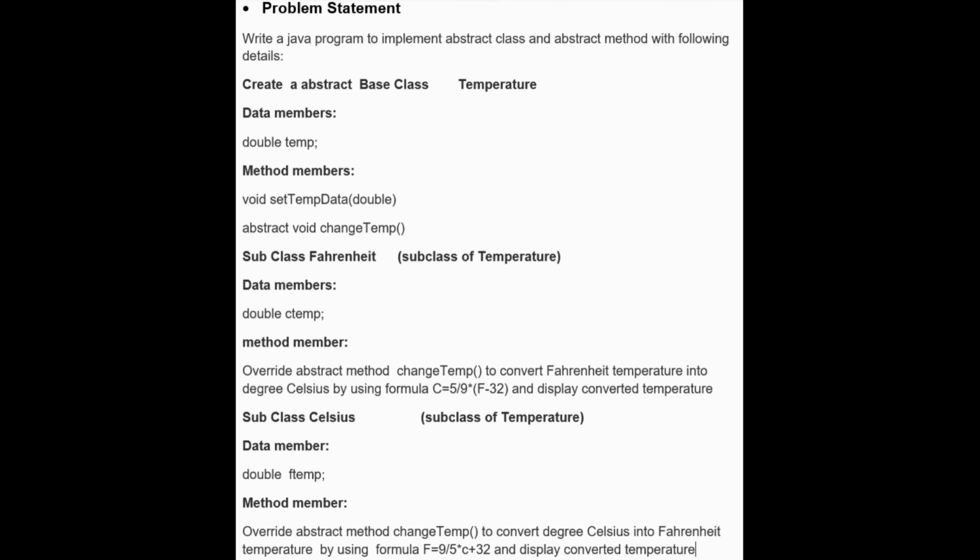After that, subclass Celsius, that would be a subclass of Temperature. Data member, it would be having double fTemp. Now second thing, method members. Inside the method members we have override abstract method changeTemp method to convert degree Celsius into Fahrenheit. First one was the Fahrenheit temperature into degree Celsius. This is for the degree Celsius into Fahrenheit temperature by using formula F equals 9 upon 5 into C plus 32, and display converted temperature.